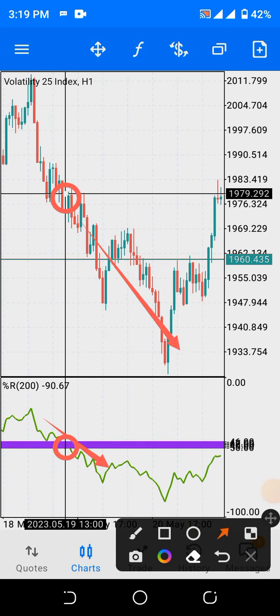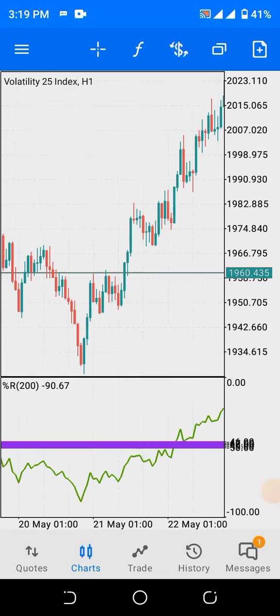When you are selling, like I said before, your stop loss should be at the previous lower high. This is where you place your stop loss. Do you understand? And this is a massive profit for you. All right, so let's proceed.